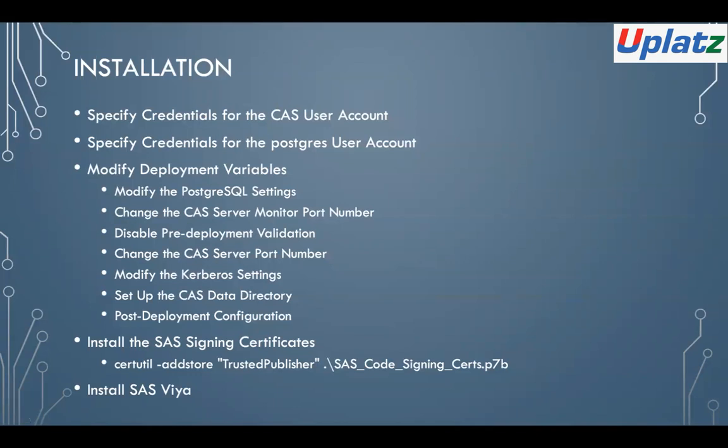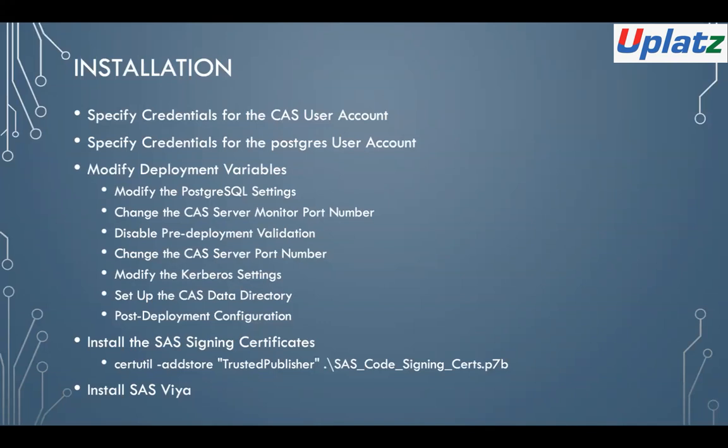Once the port number has been changed, we'll move to disabling the pre-deployment validation, because we don't want to do this as part of the deployment itself. We will do it separately. So we will pause this option in the settings for the verify deployment variable. The variable is always set to true, so we will change it to false to ensure the pre-deployment validation is not done during the installation itself.